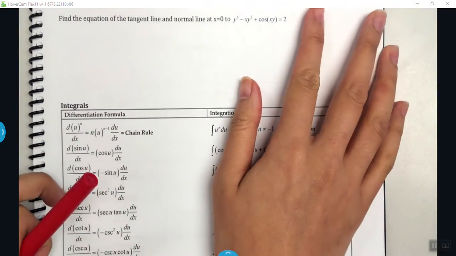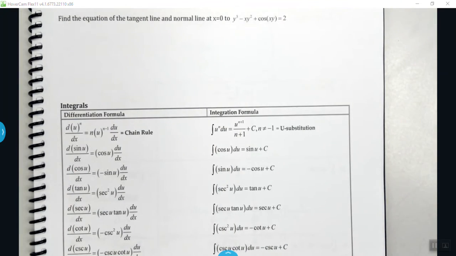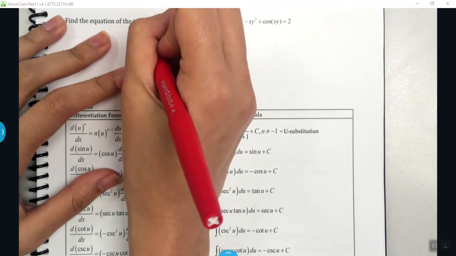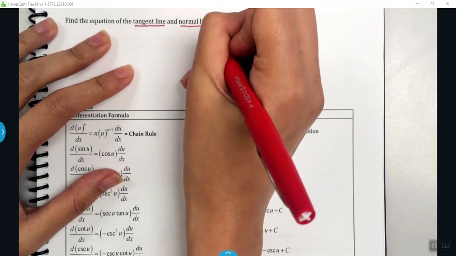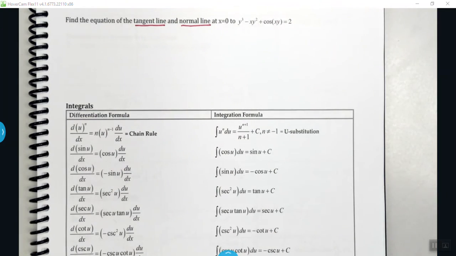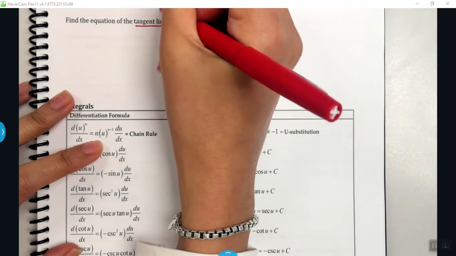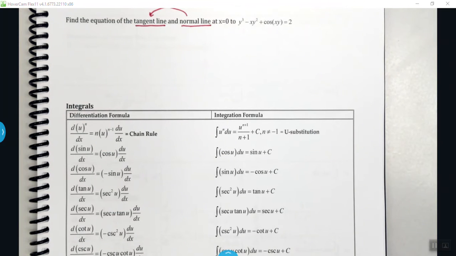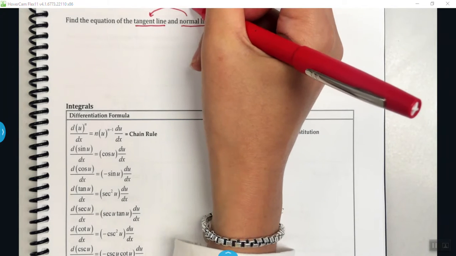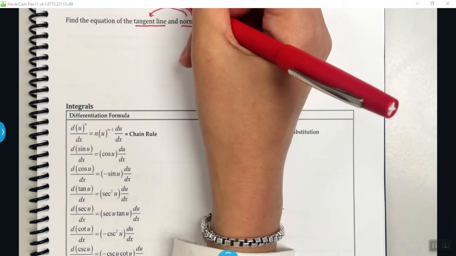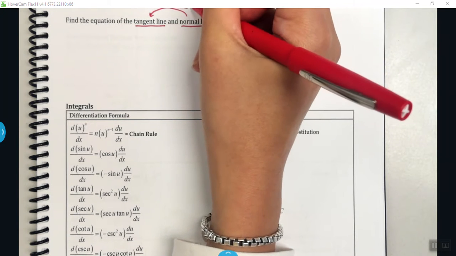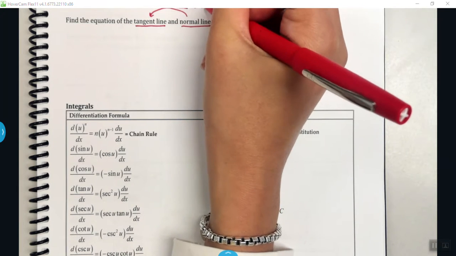Okay, so we want a tangent line, right? And a normal line. What's the normal line? Perpendicular to tangent.